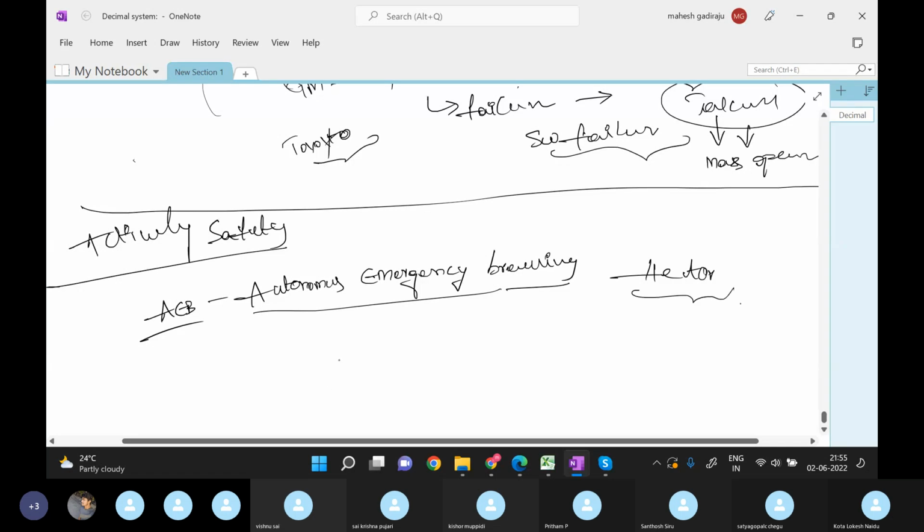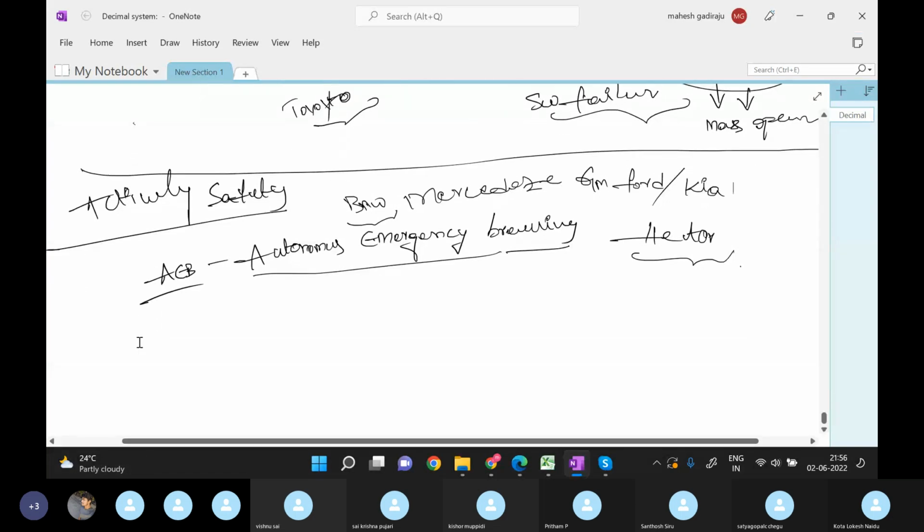But have you seen it in BMW or Mercedes? Have you heard anything about these two in India? In BMW also, it is a failure in India. AEB fails in India because we have many pits in the road also, and it brakes automatically.